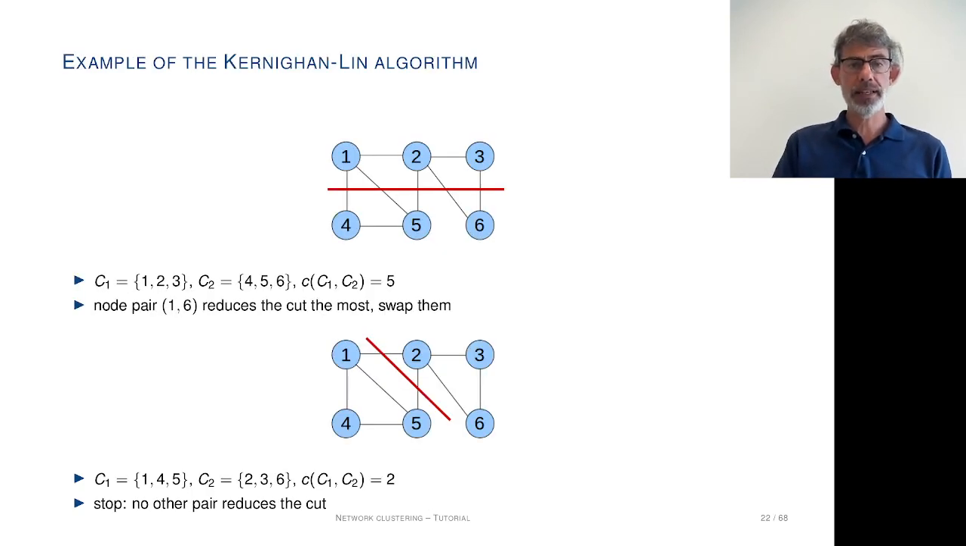So let's take a look at an example. Here's our little graph with 6 nodes. We place all even nodes in cluster 2 and all odd nodes in cluster 1. And the cut size here is 5.